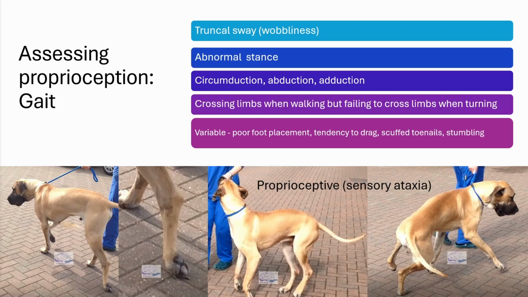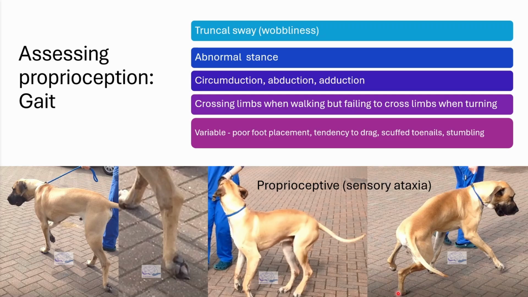So with a proprioceptive ataxia, you'll have a truncal sway, abnormal stance, a tendency to circumabduct the limbs widely, crossing limbs when walking but failing to cross the limbs when they're turning, and variable placement of paws. So for example, in this dog we can see that this paw here is dragged under him very briefly as he's walking. We can see that there.